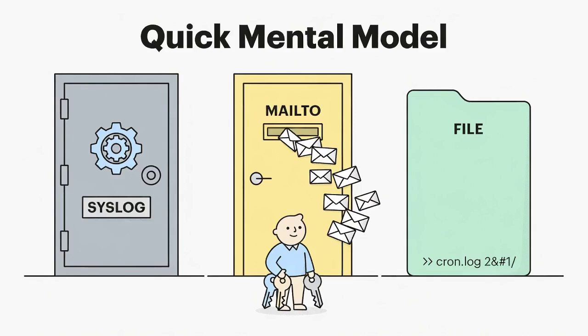Syslog is the transport. It records what ran and when, owned by the system. MAILTO is the email channel. It delivers stdout and stderr to a mailbox, built into cron by default. The file redirection is your file channel. Append 2>&1 to capture both streams into a path you choose. Pick one, combine them, but know which is which.